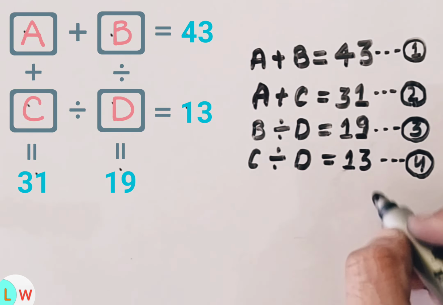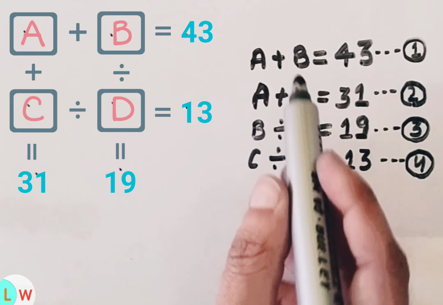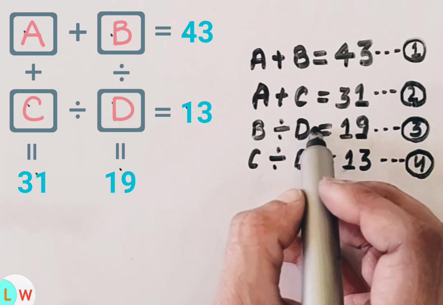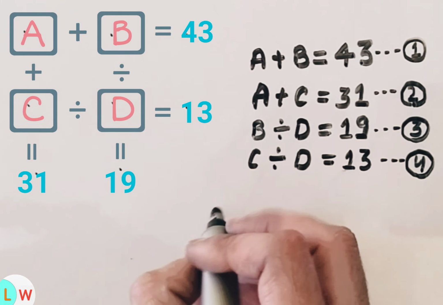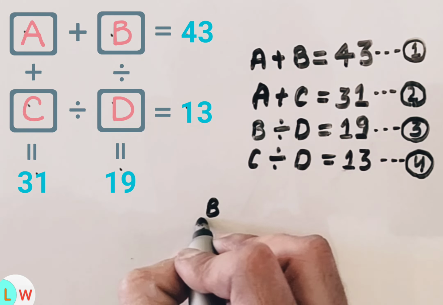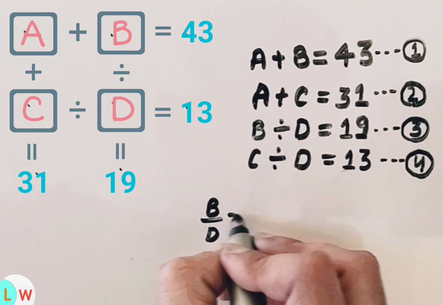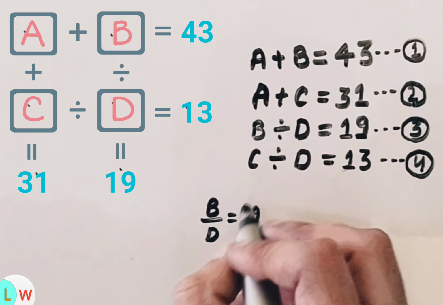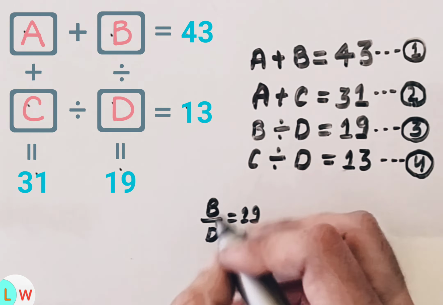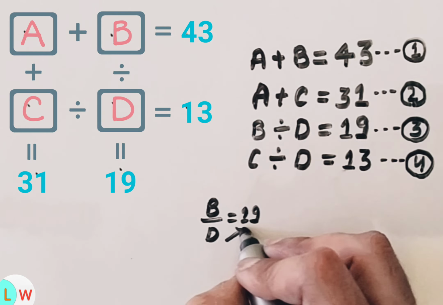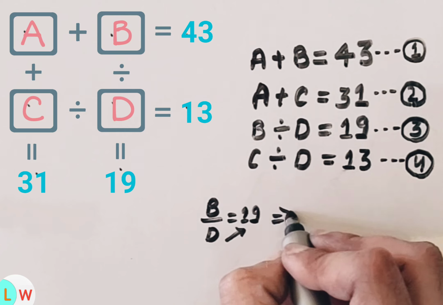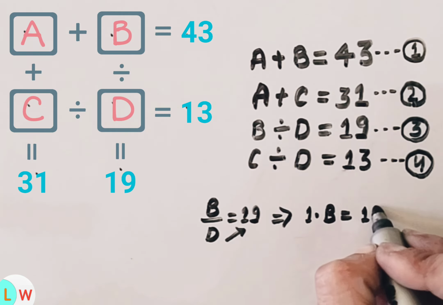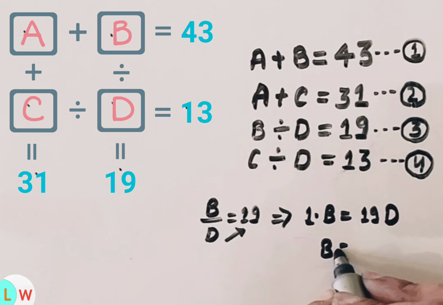Now our task is to find the values of A, B, C and D, and here is our next step. Let's focus on equation number 3, and here I have copied it down over here. B divided by D equals 19. Let me just cross multiply. So this crisscross is going to give us 1 times B equals 19 times D, which is 19D.